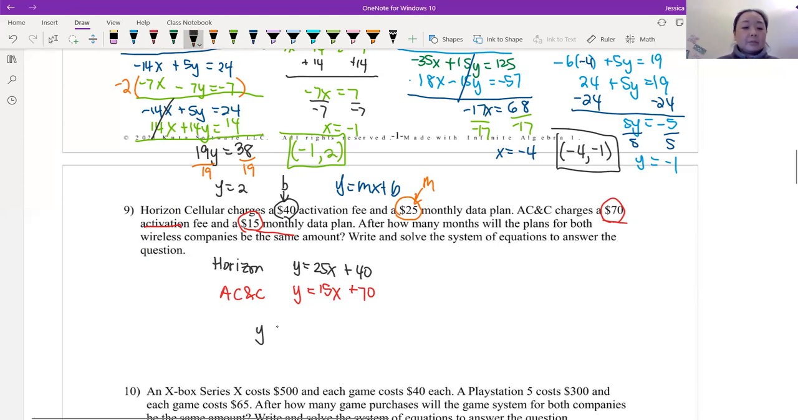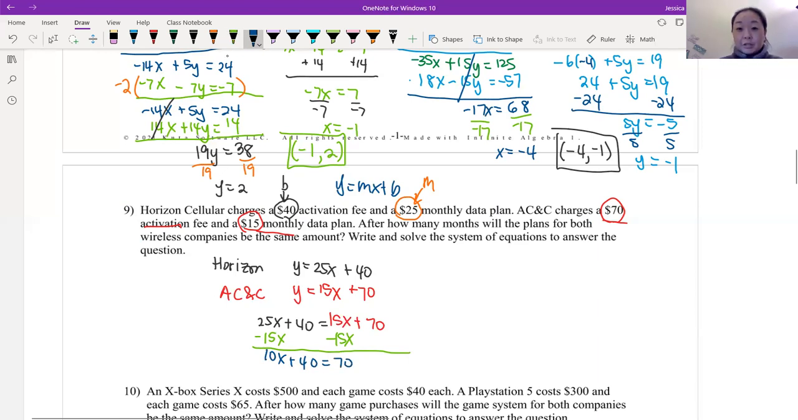So since they're both equal to y, we know that 25x plus 40 has to also equal 15x plus 70, right? Because they're both equal to y. And so now we're just going to solve these. We're going to put the x's on one side. I like to get the smaller one and put it over on the bigger x side. So I'm going to subtract 15x on both sides. And then I'm going to get 10x plus 40 is equal to 70.